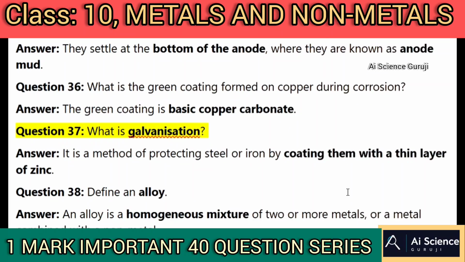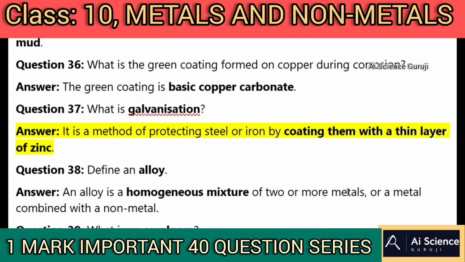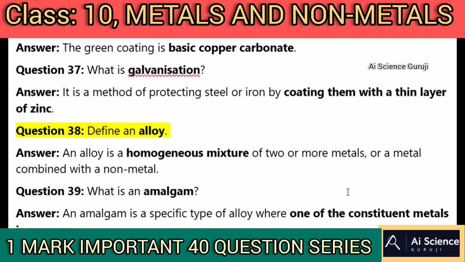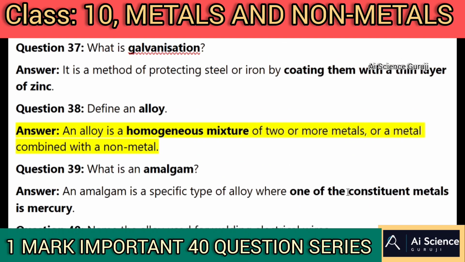Question 37. What is galvanization? Answer. It is a method of protecting steel or iron by coating them with a thin layer of zinc. Question 38. Define an alloy. Answer. An alloy is a homogeneous mixture of 2 or more metals, or a metal combined with a non-metal.